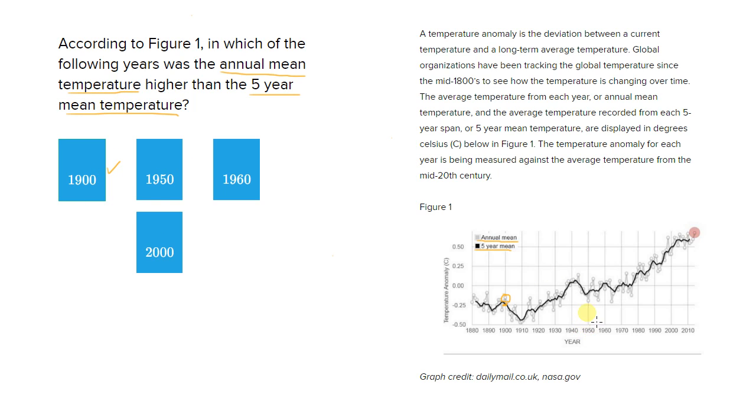1950, we see that the annual mean temperature, this gray dot, is actually lower than the 5-year mean, so that answer is not right. 1960, same thing. We see that the annual mean temperature is lower than the 5-year mean. And then in 2000, once again, we can see that the annual temperature, the gray dot, is actually lower than the 5-year mean, which is the black line there. So the only answer choice that makes sense here is actually answer choice A, 1900.